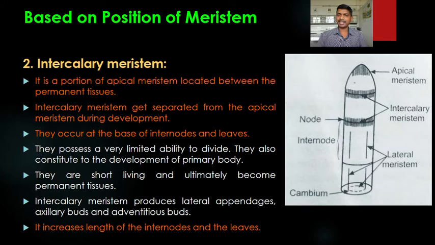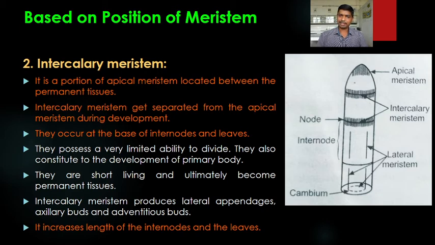Intercalary meristem produces lateral appendages, axillary buds and adventitious buds. On the nodal region here, the buds develop and grow into lateral branches, lateral appendages. Buds which are present at the nodes are called axillary buds or adventitious buds. These buds after germination give rise to the lateral branches. It may also directly form the flower. So this intercalary meristem produces lateral appendages, axillary buds and adventitious buds. It increases the length of the internode and leaves.